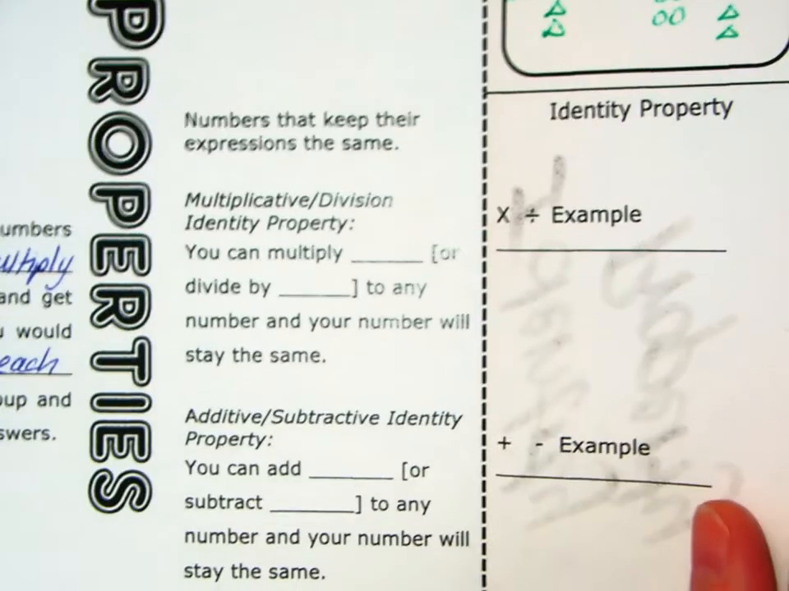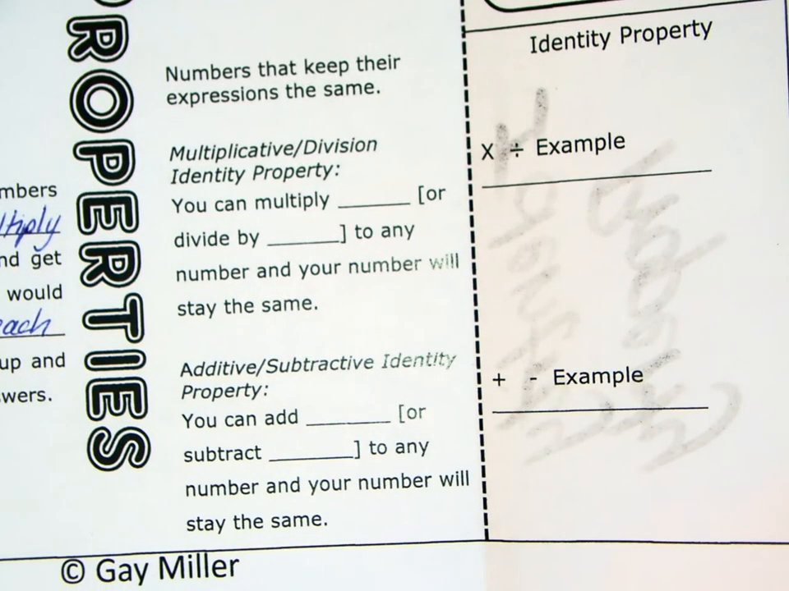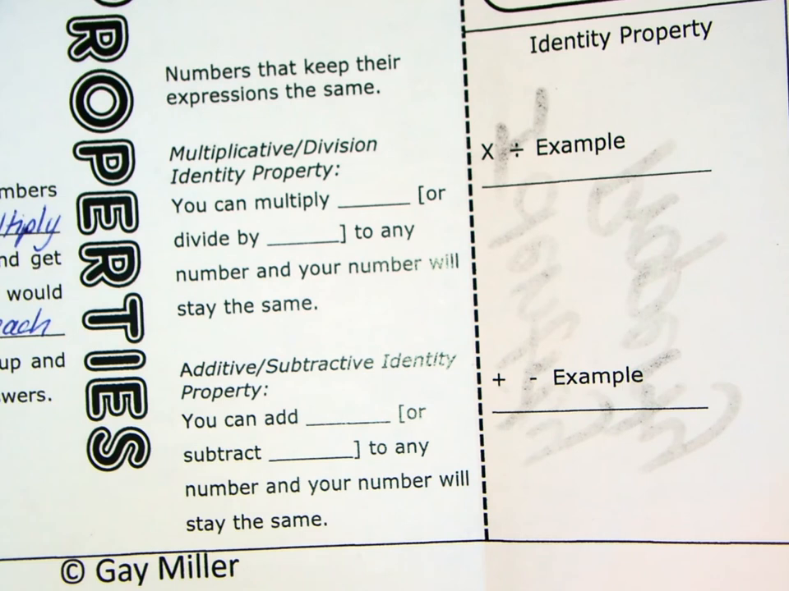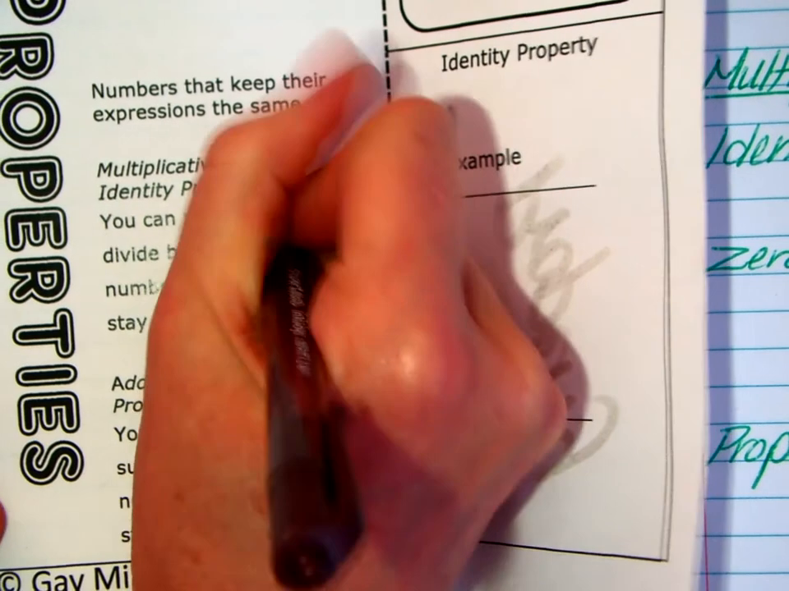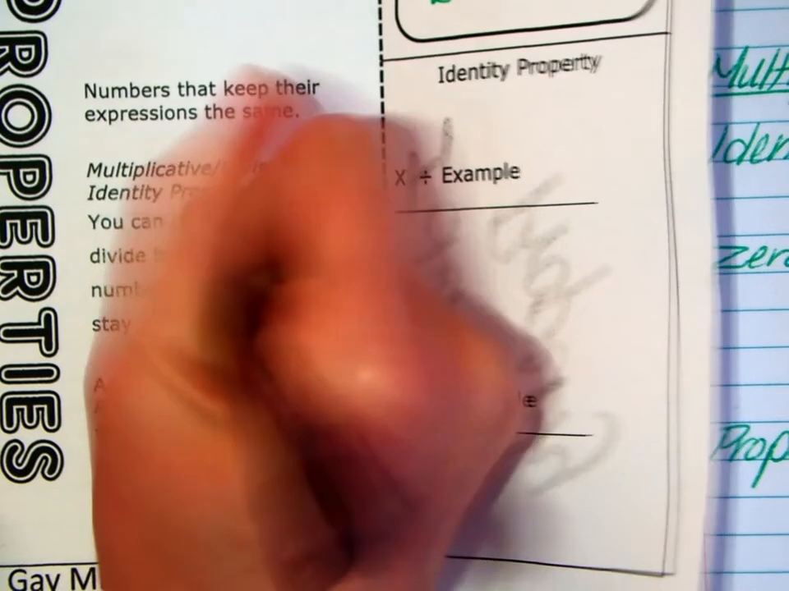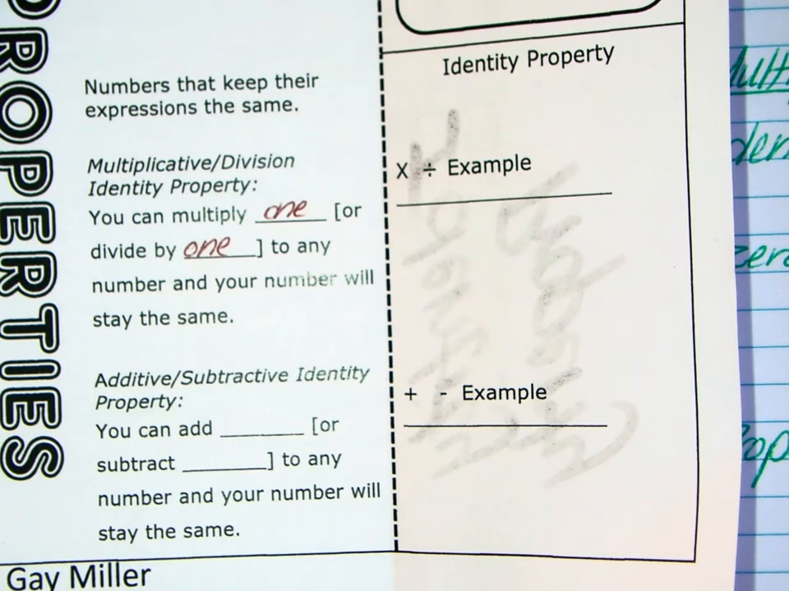Last is the identity property. We're going to discuss the identity property in a couple different ways. Numbers that keep their expressions the same. Multiplication, division, identity property. You can multiply 1 or divide by 1 to any number, and your number will stay the same.